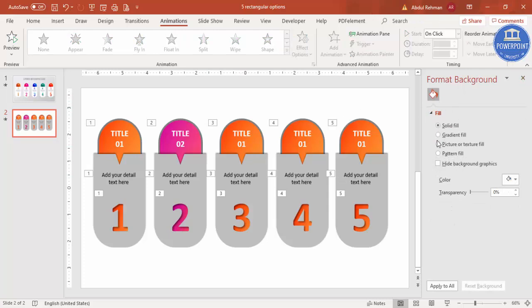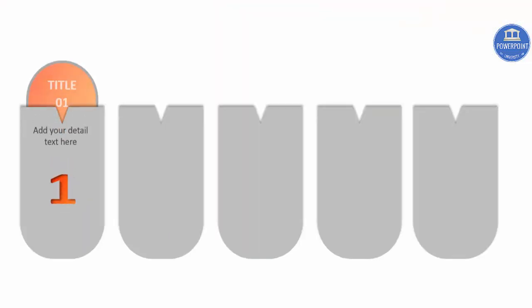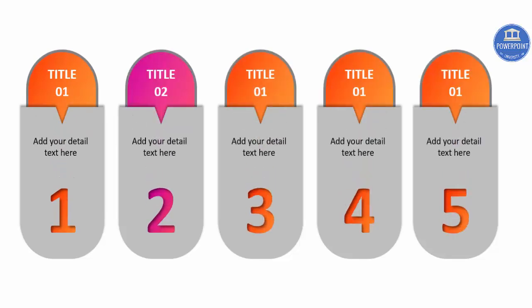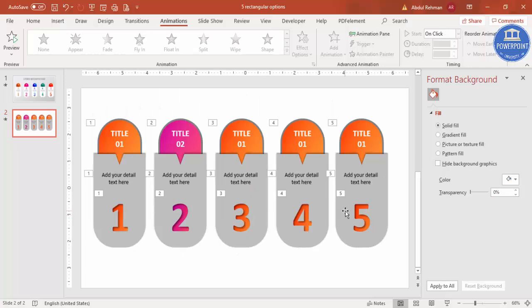And if you see the animation, let me just play. So this is the first option, second option, third option, fourth, and fifth. If you want, you can just reduce and increase the size also, or if you want only 4 options, then you can increase the width also.